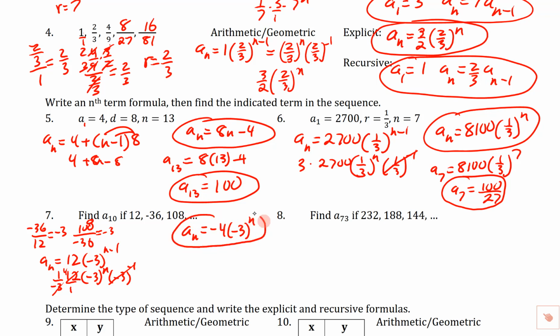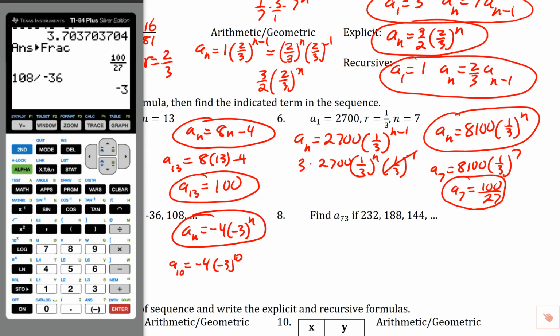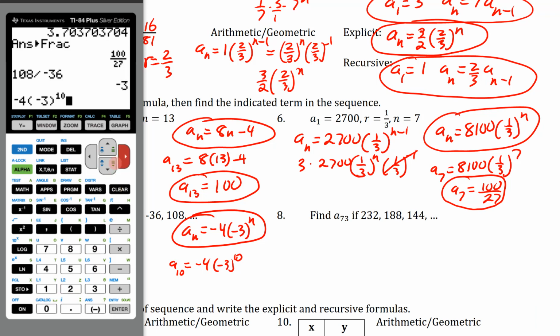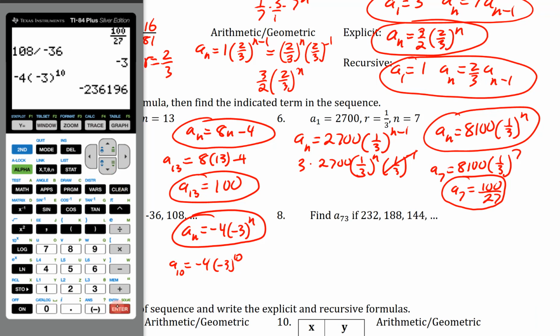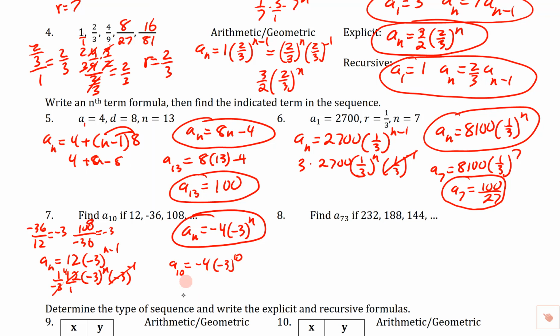So here's our nth term formula, and then we want to find the 10th one. So a sub 10 would be negative 4, and then negative 3 raised to the 10th. We'll grab the calculator for that. So negative 4, and then parentheses negative 3, raise that to the 10th, hop out on the very end, hit enter, and we get, oh, that's pretty big, 236,169,196.